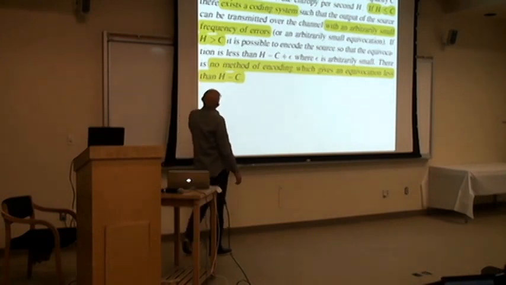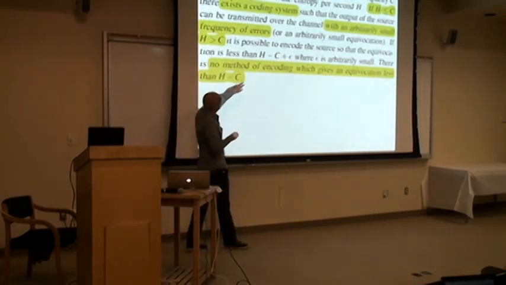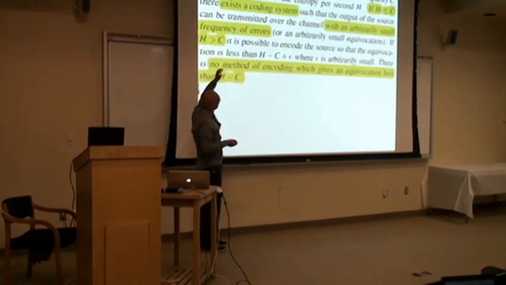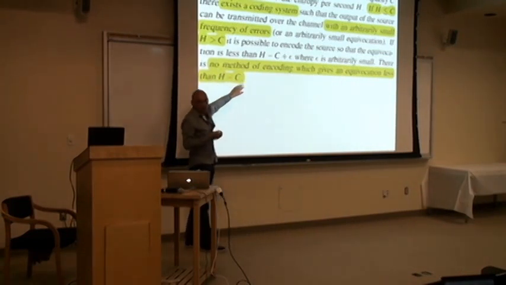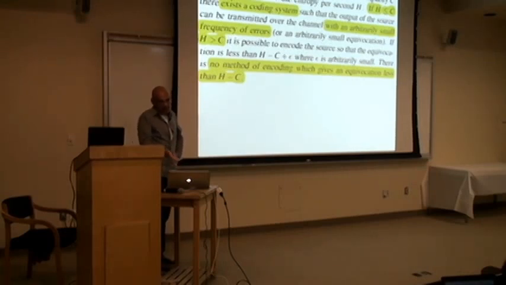Then he formalizes this as theorem 11. Again, remember that he has both the source and the channel at the same time. If the entropy H is less than the capacity C, then we can indeed have arbitrarily small frequency of errors. If H is greater than C, then he says it is possible to encode the source so that the equivocation is less than H minus C. But there is no method of encoding which gives an equivocation less than H minus C. This converse is kind of trivial, right? Because he is defining the capacity as the difference between H and the equivocation.